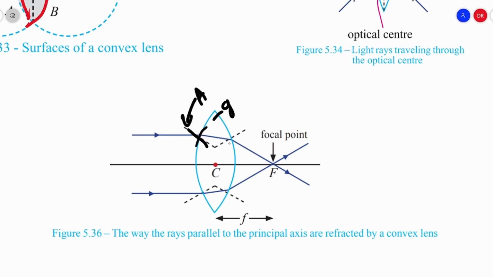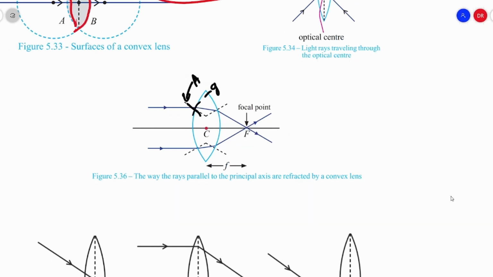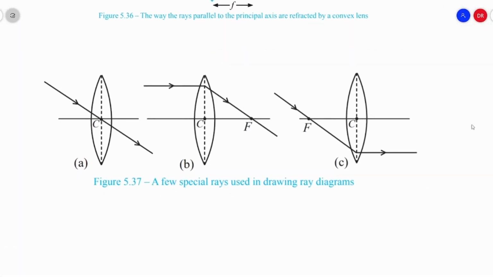Then at two points we have converging points, and each point is indicated with a dotted line. After all this convergence, the ray goes through the focal point. These are the basic things you need to know before moving to the deeper part of this discussion. The first is the principal axis, the second is the optical center, and the third is the focal point. Let's move to the basic ray diagrams.